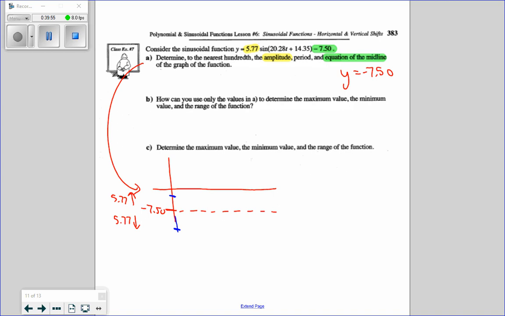So hold on, let's just finish this off and then I'll give you your break since we're in the flow here. So -7.5 plus 5.77 is negative 1.73. And then negative 7.5 minus 5.77 is negative 13.27.